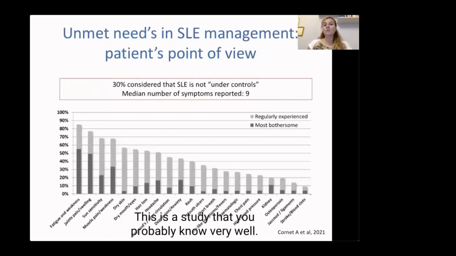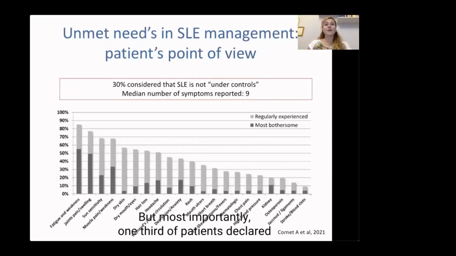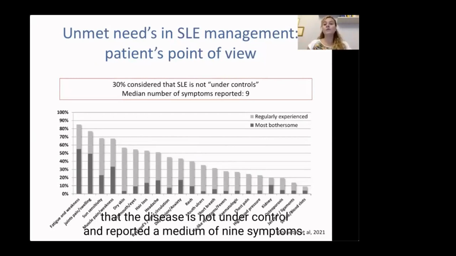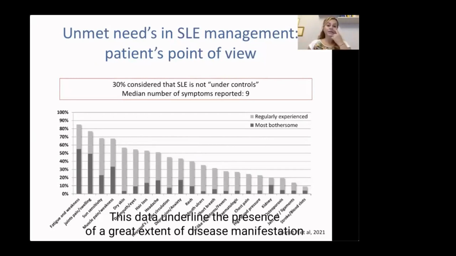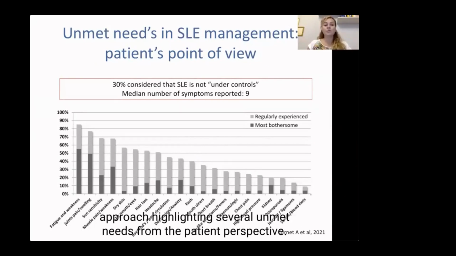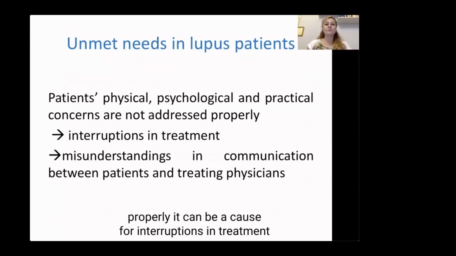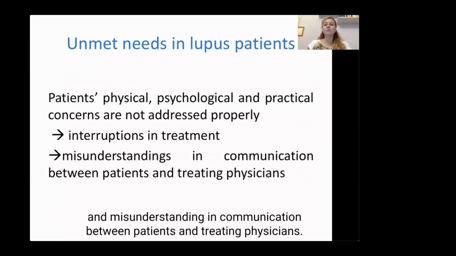This is a study that you probably know very well. In this survey, fatigue was reported as the most frequent and bothersome symptom, followed by joint and muscle pain and photosensitivity. But most importantly, 1/3 of patients declare that the disease is not under control and reported a median of 9 symptoms. This data underline the presence of a great extent of disease manifestation and related issues that are not adequately addressed and treated with current therapeutic approach, highlighting several unmet needs from the patient perspective. If patients' physical, psychological, and practical concerns are not addressed properly, it can be a cause for interruptions in treatment and misunderstanding communication between patient and treating physician.